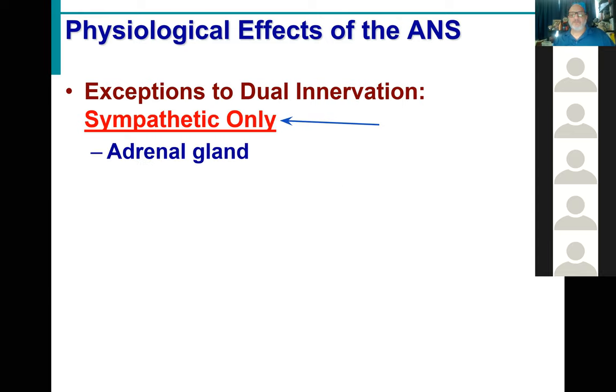The adrenal gland. What does the adrenal gland do? Gives adrenaline to the body when needed. Yeah. And when do we need adrenaline? During a fight or flight situation. Exactly. So that makes sense. We're going to release adrenaline when stressed. So that makes sense that it would just get input from the sympathetic nervous system, because there's no reason for our parasympathetic nervous system to do anything, because we just release this when we're stressed. So when there's a sympathetic input, we release adrenaline.